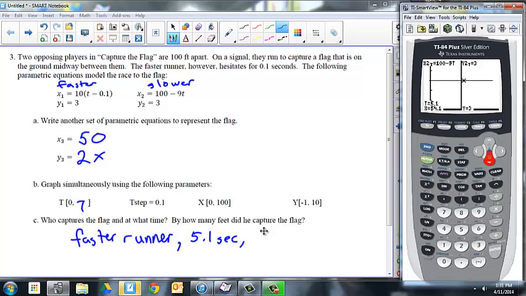And then by how many feet did he capture the flag? Well, that's answered by switching to runner 2. I can see that runner 2 is at 54.1. So they're still 4.1 feet away from the flag.